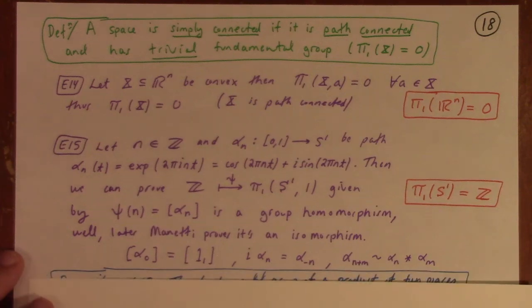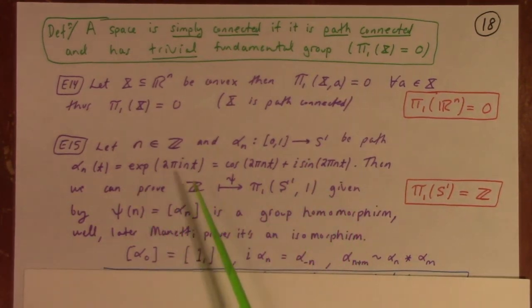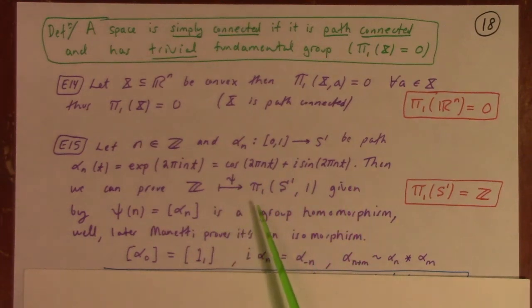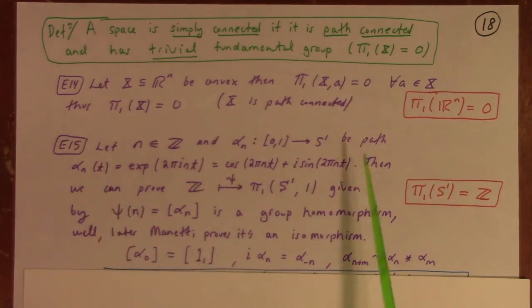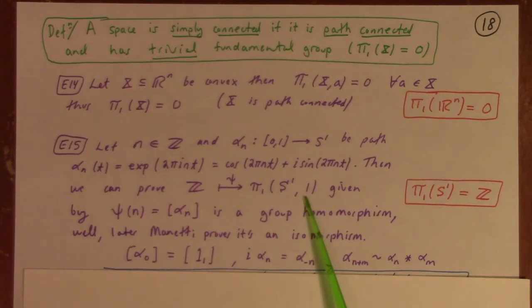Here's a more interesting one. The unit circle. You can wind circles around the unit circle as many times as you want, right? The winding number is n here. And there's an isomorphism, in fact, from the integers to the fundamental group of the circle, which is given by n maps to this n-wound circle.